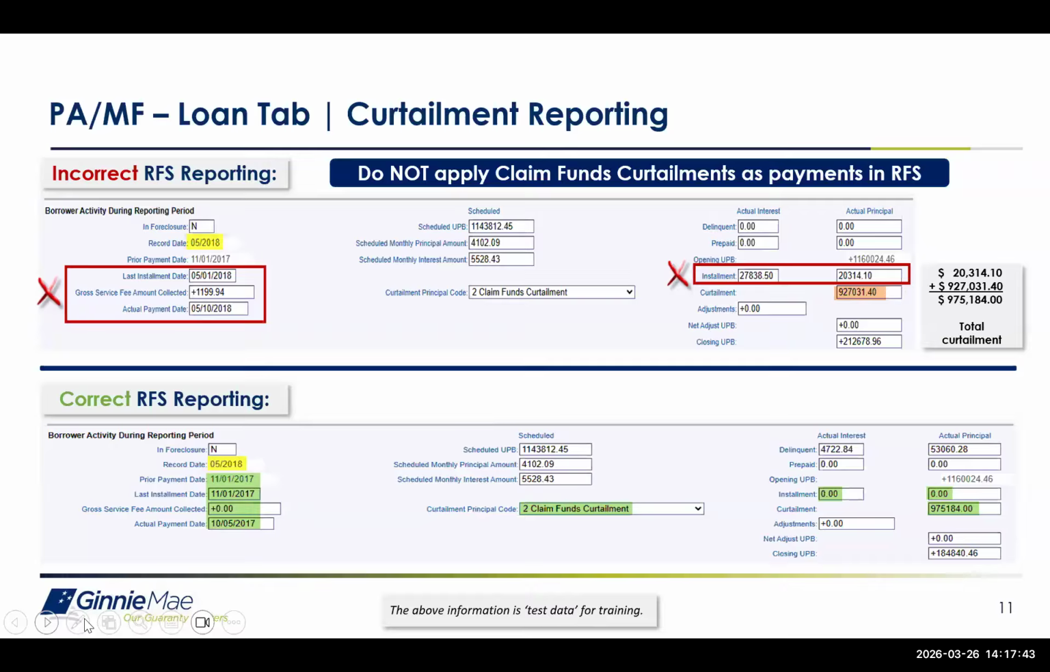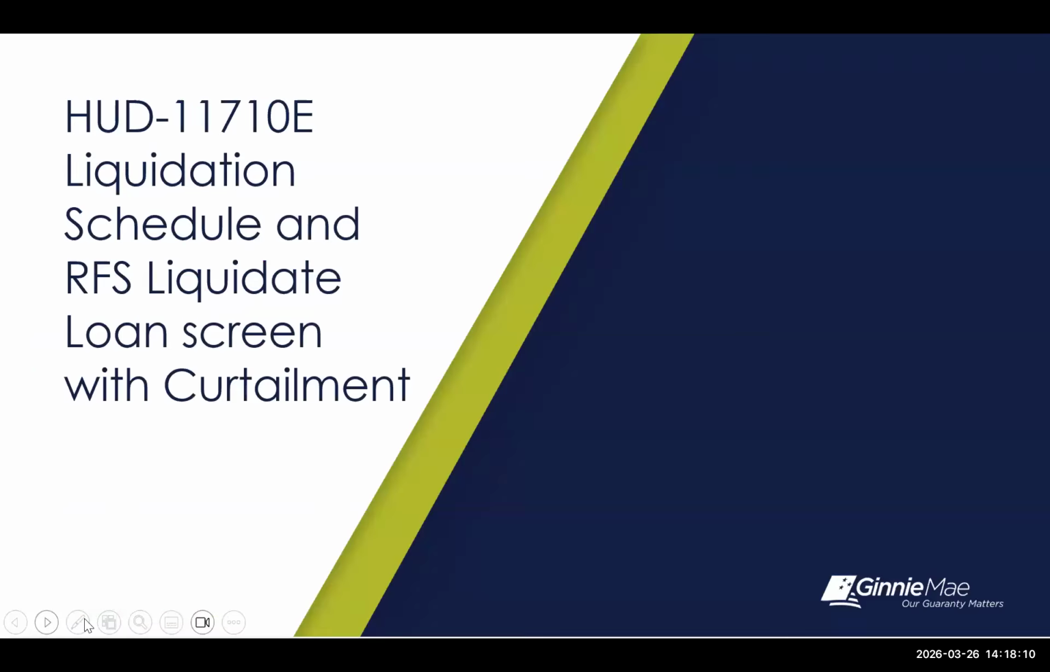So give me a thumbs up if claim funds received from FHA should bring the loan current in RFS. Wonderful. I do not see any thumbs. I am so happy you guys are paying attention. That is absolutely wonderful. Okay, next slide, please.